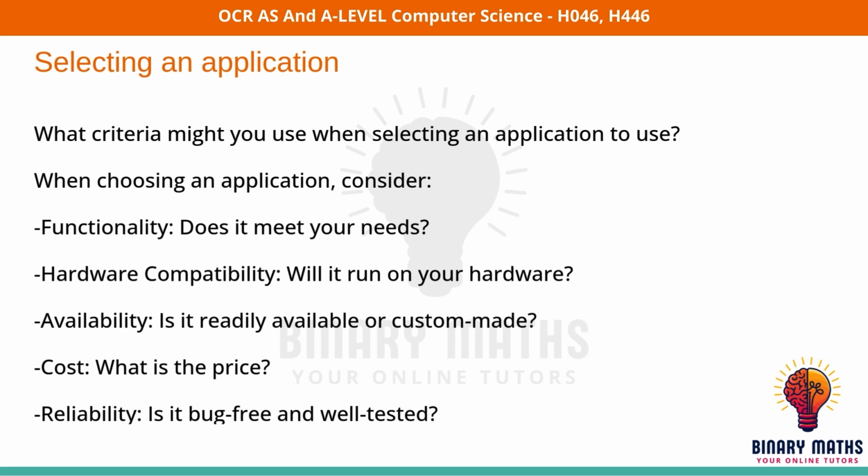Cost is another really important factor. You need to consider your budget, whether the software provides good value for money. Open source software is often free, while proprietary software may require a one-time purchase or subscription fee. Reliability is also important. The software should be well tested and free of bugs. Reading reviews and checking for regular updates can help you determine the reliability of software.